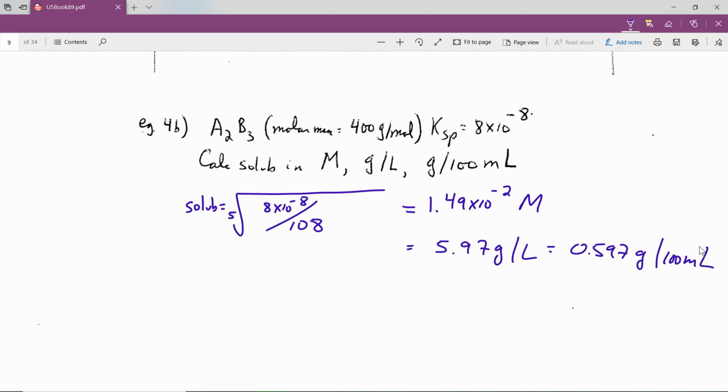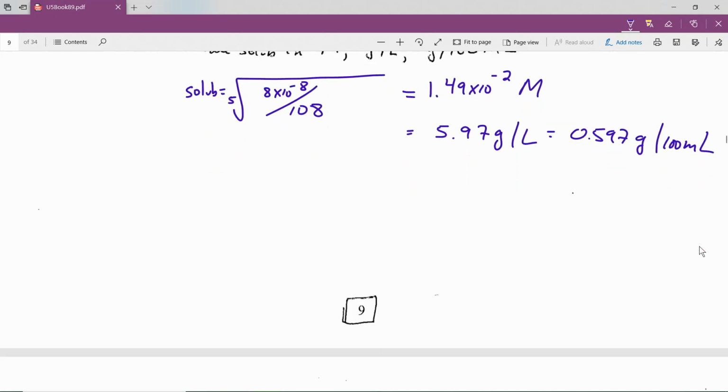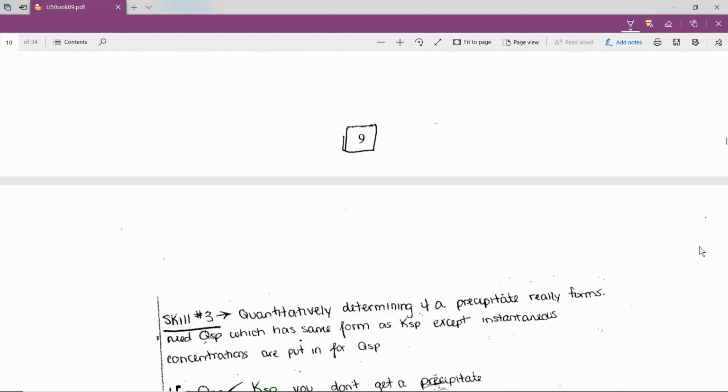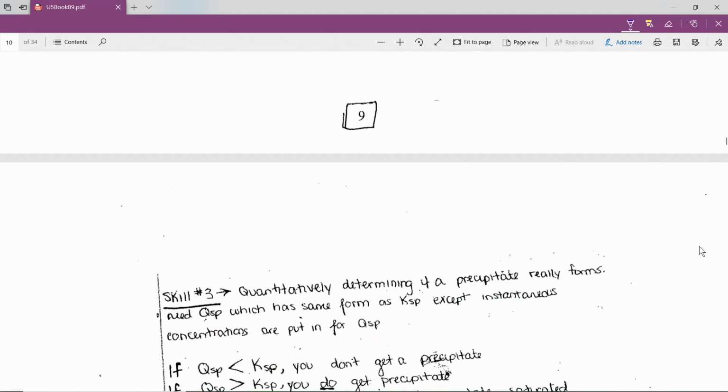Okay. I think that's good for this lesson on Ksp. Skills 3 and 4 we will do in our next lesson. So there will be some practice questions that I will put on Edsby to make sure that you are very skilled at everything there is to know about Ksp.